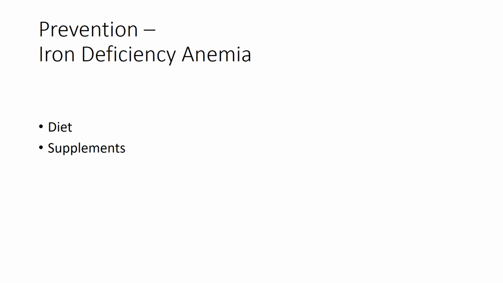Iron deficiency anemia can be prevented. One of the key ways is to look at the diet of the individual and to include foods high in iron in their diet. Also, identifying individuals that may be at risk for iron deficiency anemia and looking at their diet, and also looking at whether it's important to include a supplement as well.